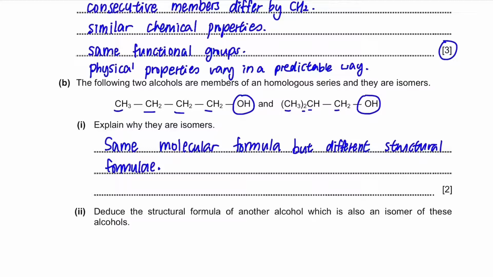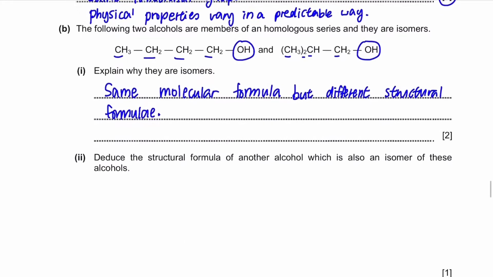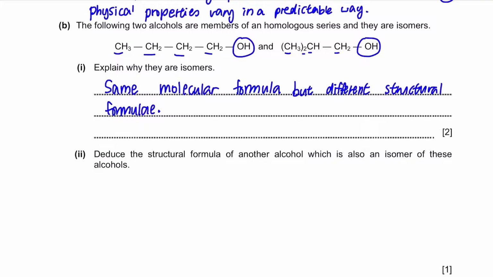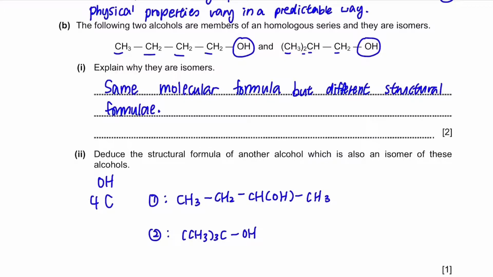Part 2. Deduce the structure formula of another alcohol which is also an isomer of these alcohols. First of all, it needs to have an OH somewhere, and 4 carbon atoms are needed but presented in a different way from the previous question. Well, one method of doing this is by changing the position of OH. It does not need to be at the end. Another method of doing this is by compiling all the carbon atoms in the bracket. They all still have the same molecular formula.